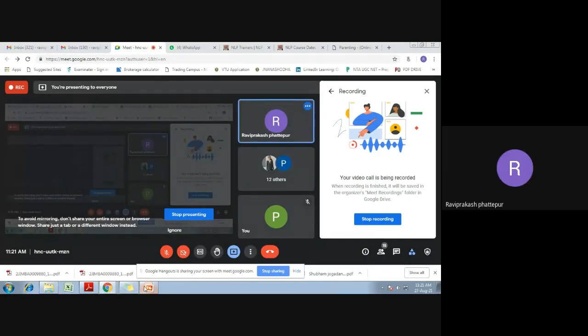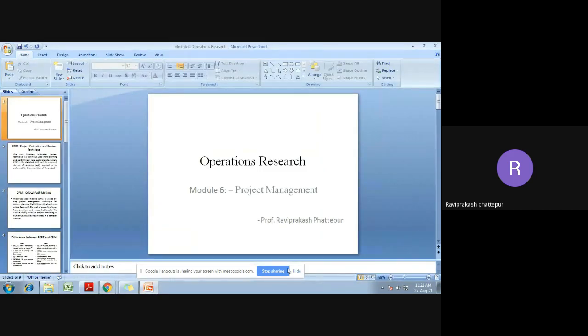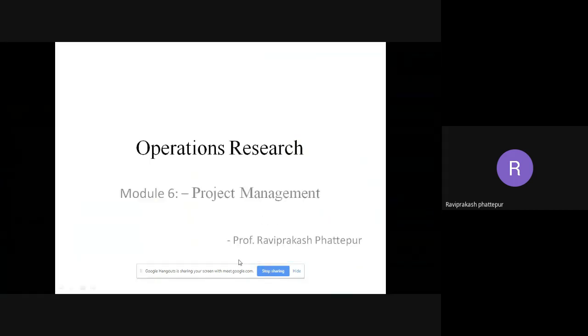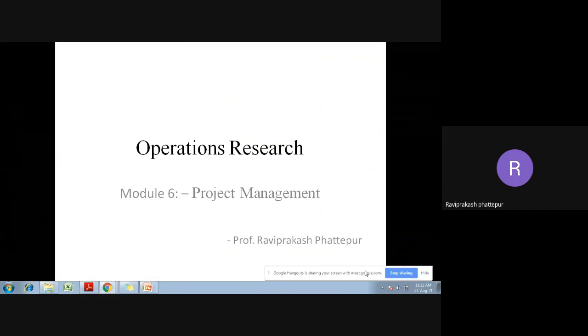Okay, fine. Let's start with the chapter. As I told you, we are moving to module 6. Module 5 will be taken later. Module 6, project management. This is one of the important chapters. We'll start with the basic theory.